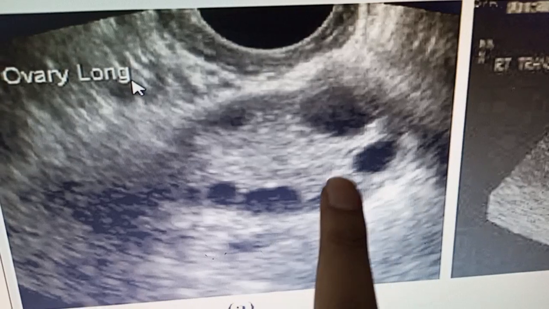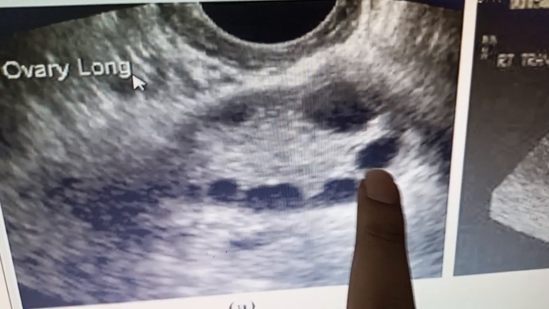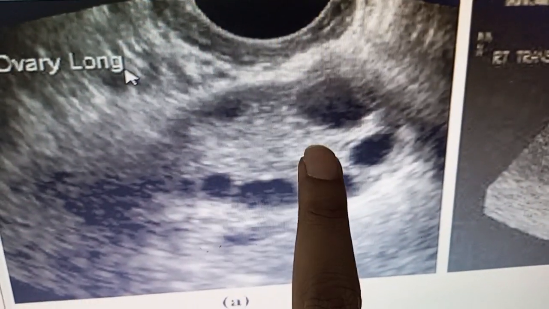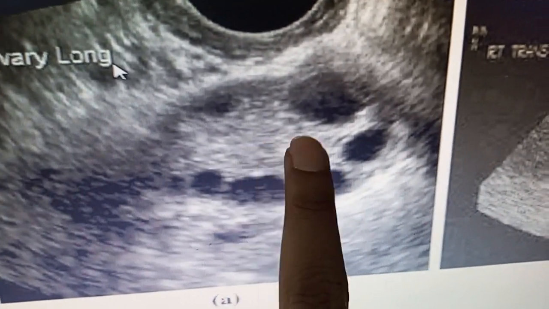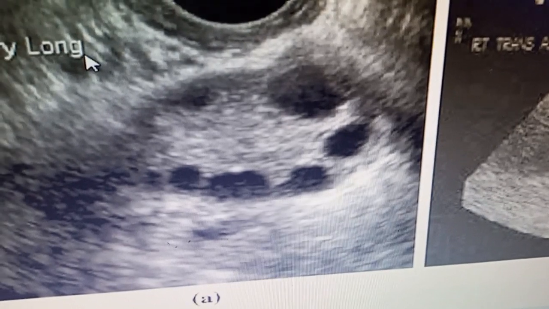You can see these are cysts. These are of variable sizes. This appears as seen in young girls between the age of 20 to 30 years. So this is the normal image of the ovary.